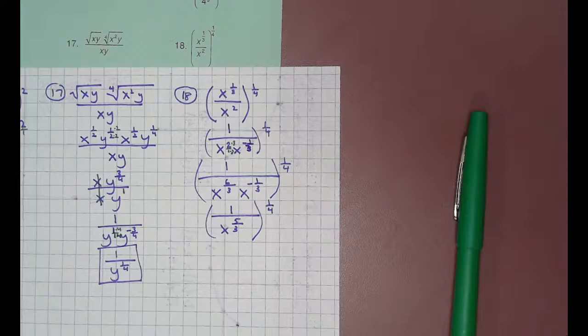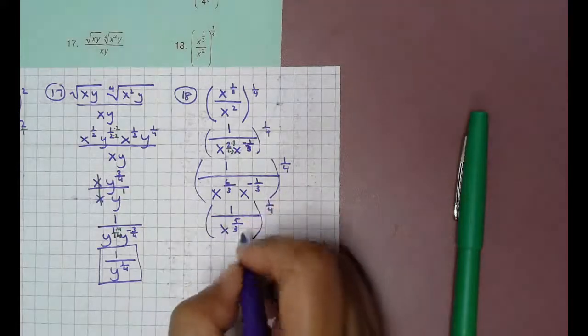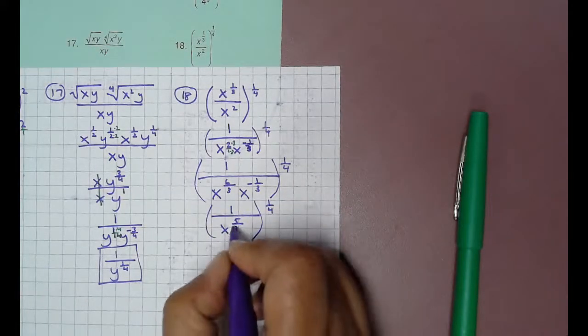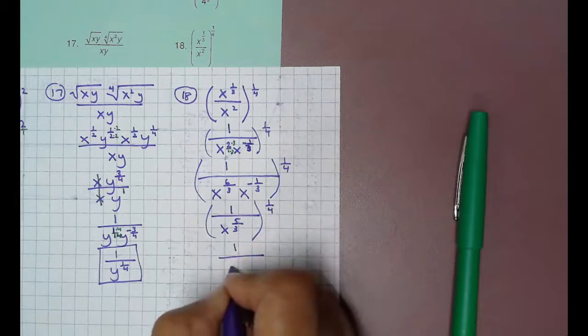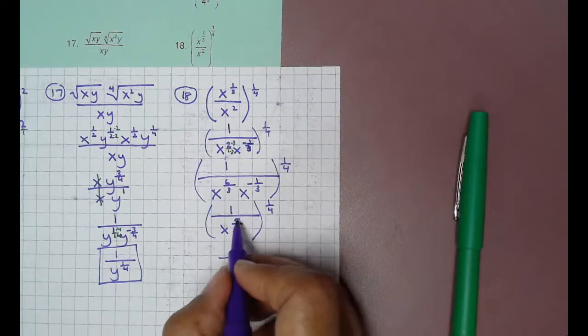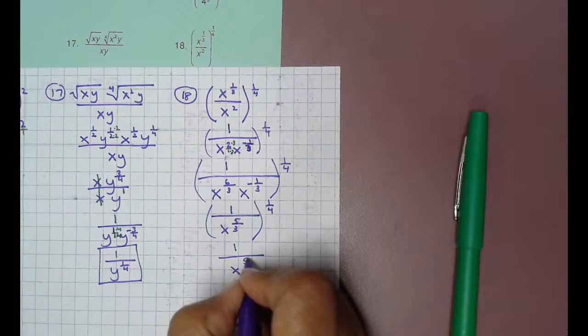Now I'm going to distribute the power. 1 to the 1/4 power is just 1. And then remember, you multiply these exponents, across the top and across the bottom. 5 times 1 is 5, and 3 times 4 is 12.